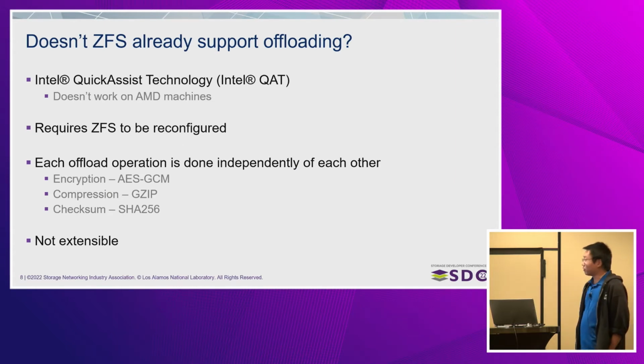So you might be wondering to yourself, why doesn't ZFS already support offloading with Intel QuickAssist? Yes. However, Intel QuickAssist, or QATs, don't exactly work on my AMD machines. Additionally, in order to enable the Intel QAT in ZFS, you have to reconfigure ZFS, which, as I've been informed, is unacceptable in certain situations. Additionally, each offload operation with the QAT is done independently of each other.